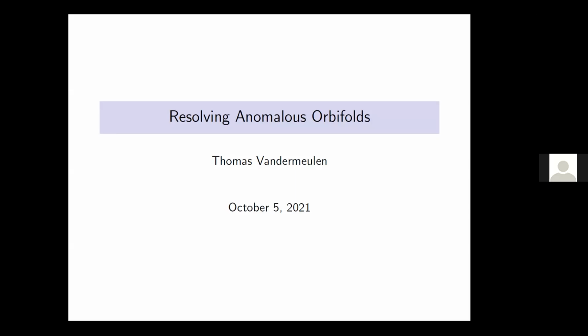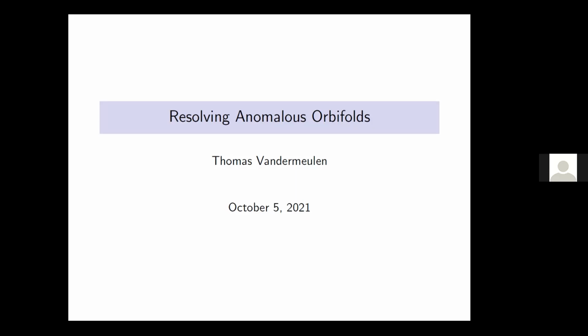I'm going to talk today about what to do when you want to take an orbifold, but you may have a gauge anomaly. And this is based on some work that I did with my advisor, Daniel Robbins, and Eric Sharp.